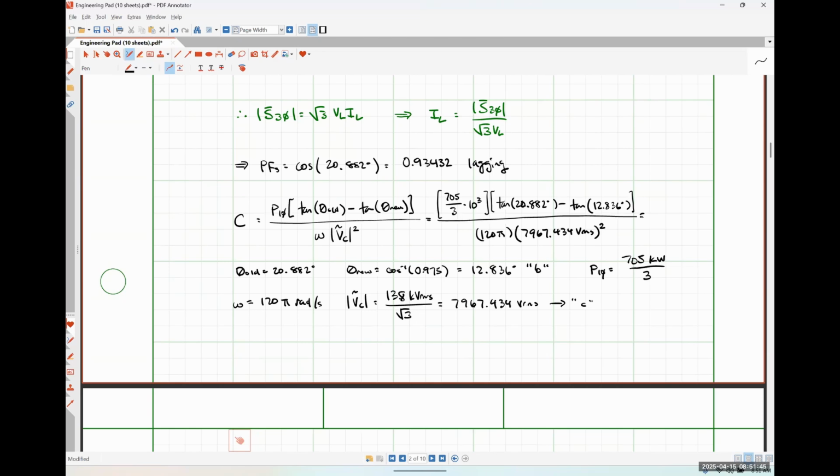So I got 5 zeros and then 1508. So I'm going to multiply that by 10 to the 6th, and I get 1.50834 microfarads. Any questions about that capacitance calculation?